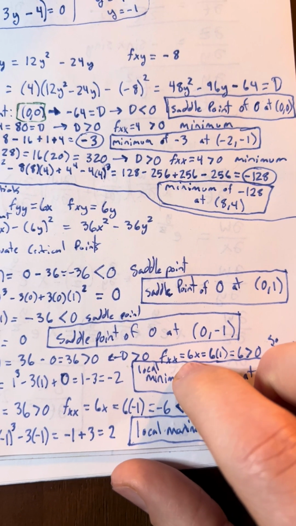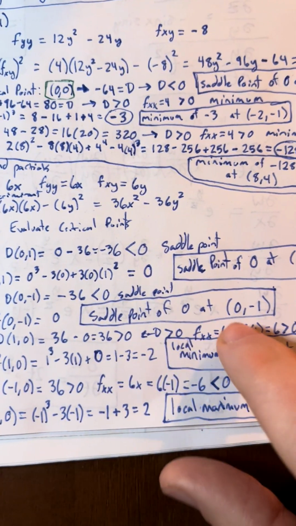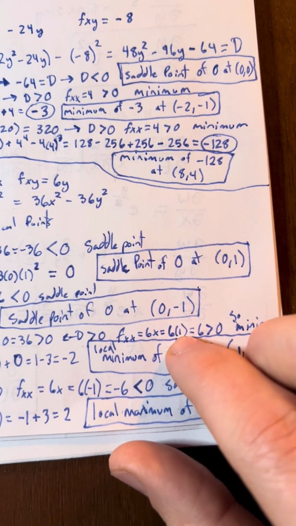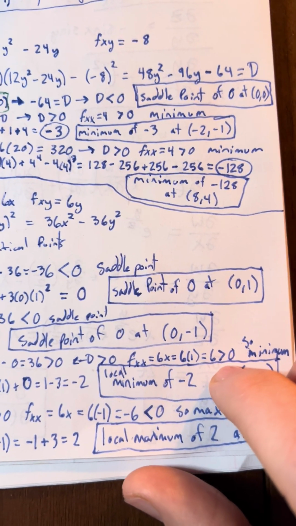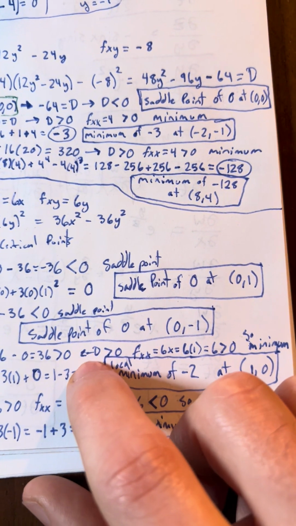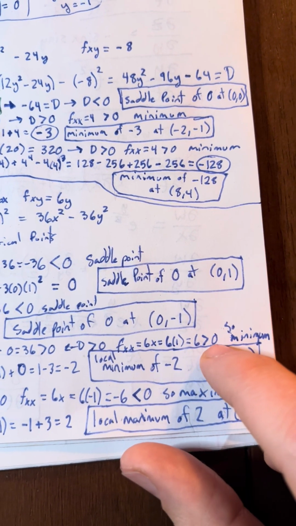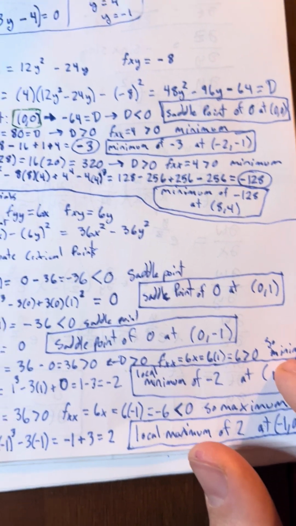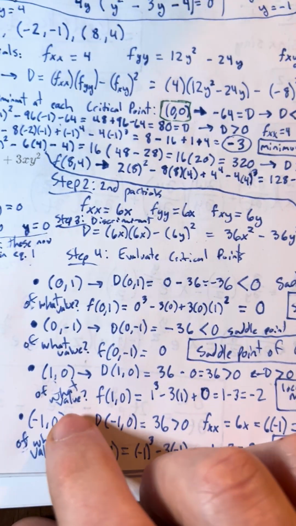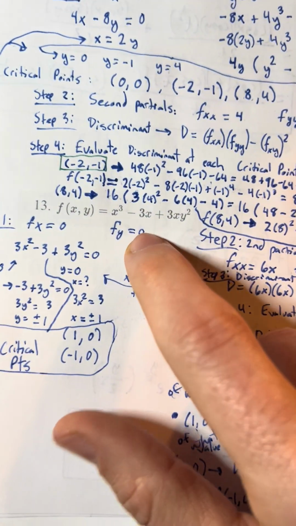So how is that greater or less than 0? Well, remember that we're testing the point (1, 0), and x is 1. So 6x, so 6 times 1, that's 6. 6 is greater than 0. And since D is greater than 0 and fxx is greater than 0, it's a minimum. So that's great. We learn it's a minimum, but now we have to find out where it occurs. So we go back to here, at what value. So we plug (1, 0) back into the function.